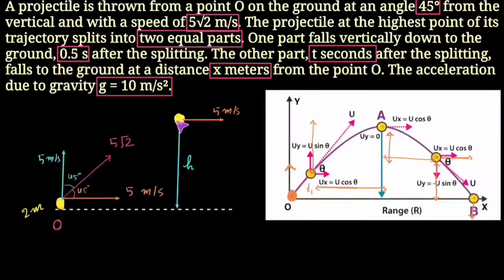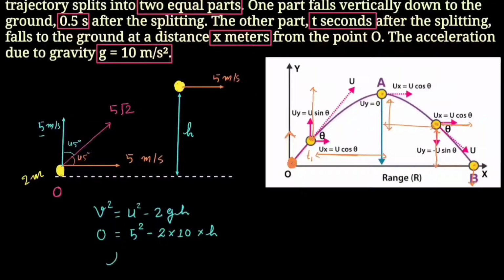And if we want to calculate the value of h, we will simply apply the third law of motion, and that third law is v square equals u square minus 2 times g into h. So this is for the y components. The y component of the velocity at the highest point is 0, so the final velocity would become 0. u is the initial velocity in the y direction, and its value is 5. So this would be 5 square minus 2 times g, whose value is 10, into h.